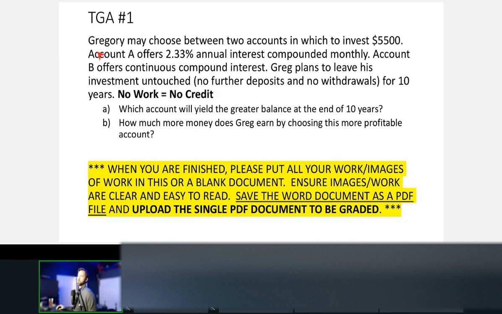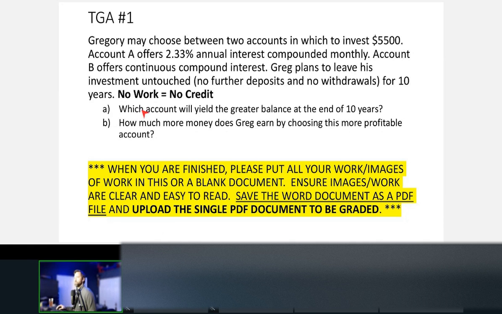Okay, this one says Gregory may choose between 2 accounts in which to invest $5,500. Account A offers a 2.33% annual interest rate compounded monthly. Account B offers continuous compound interest. Greg plans to leave his investment untouched, in other words, no further deposits and no further withdrawals, for 10 years. Oh, wait, no work, no credit, of course. I have to put this because some people think that it's okay to turn in answers with no work.